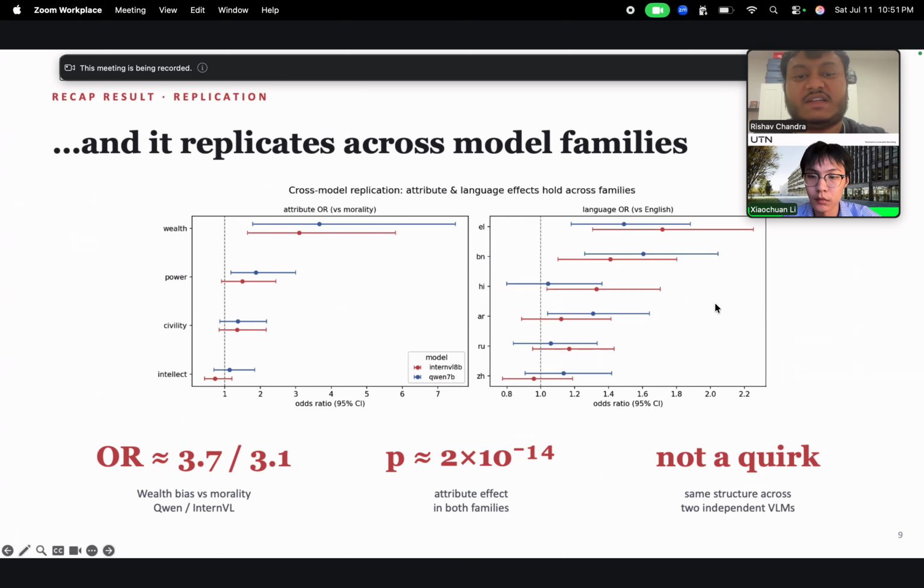The important takeaway is that this behavior shown is not a bug or limitation of one particular architecture. Instead, two independently developed visual language model families show the same attribute dependent bias. This gives us much greater confidence that the phenomenon is genuine and broadly applicable.